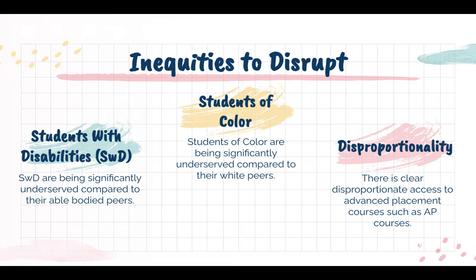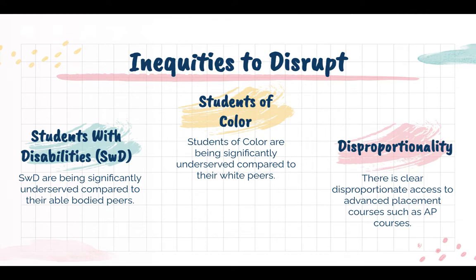3 big inequities that I would like to disrupt, connecting to just these core topics in general. Students with disabilities and students of color are both being significantly underserved compared to their white peers. This is something that we really want to make sure that we attack and disrupt in our school and make sure we fix these issues. These both connect with this overarching idea of disproportionality.